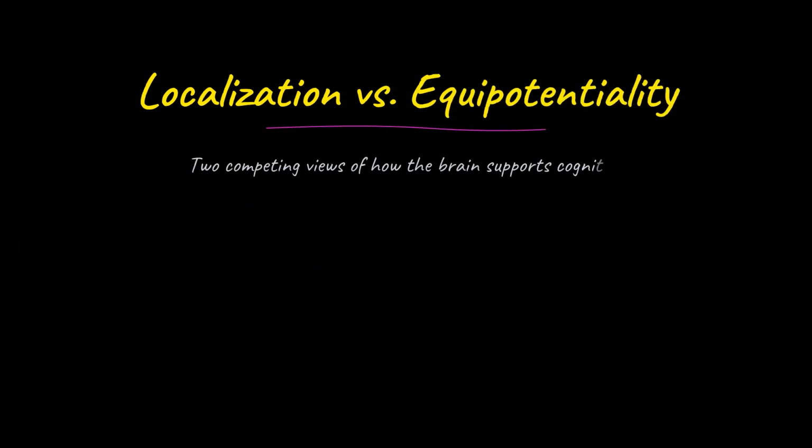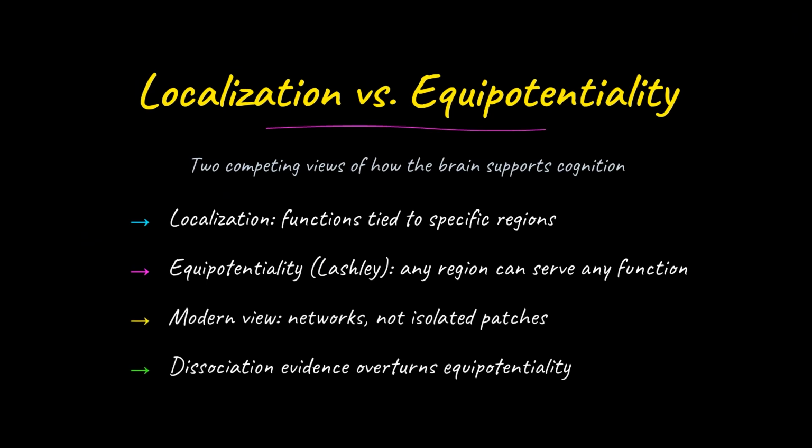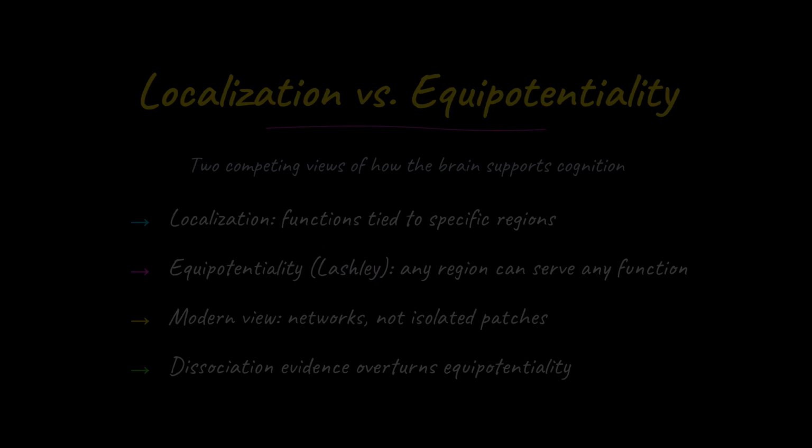cortical regions. Localization stands in contrast to equipotentiality, the older idea that lesion effects depend only on how much brain is damaged, not where. Modern dissociation studies have largely overturned that view, though today we recognize that functions emerge from networks of regions, not single isolated spots.